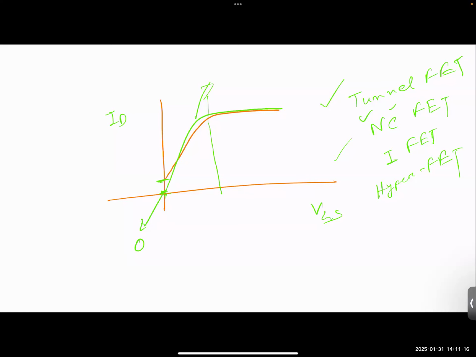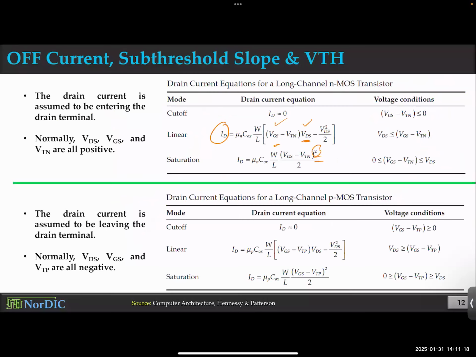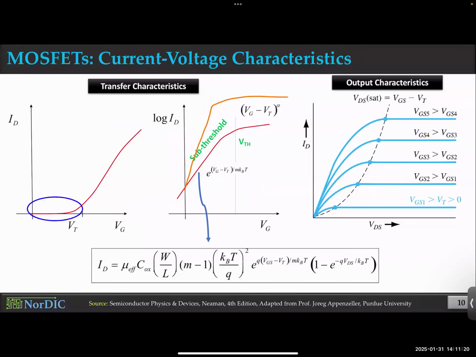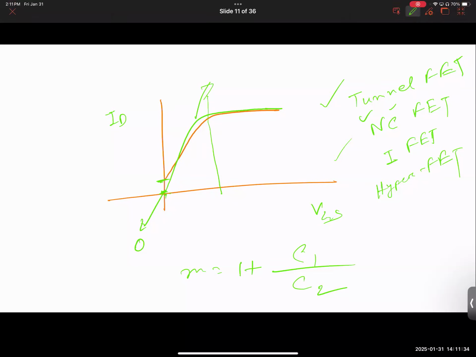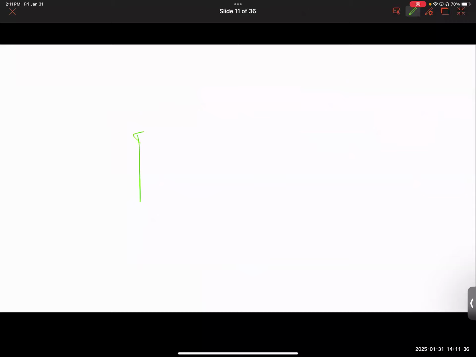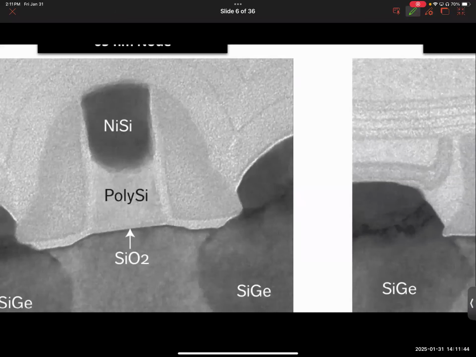Now, getting back to the point, this M parameter that you asked about, this is actually inherent in determining the subthreshold slope. And it is basically 1 plus C1 over C2. And what's C1 and C2? Let me explain that. In a transistor, you have source, drain, or maybe I have a transistor image right here. Yeah, there you go. Notice that.